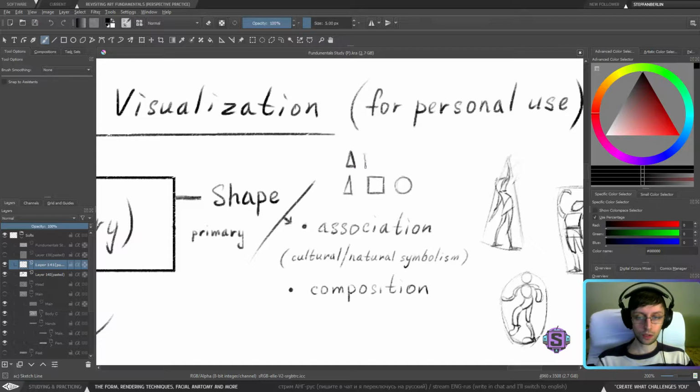For instance, one of the most common design graphic forms usually integrated in character design are those three: rectangle, square, no, I forgot the names, come on man.